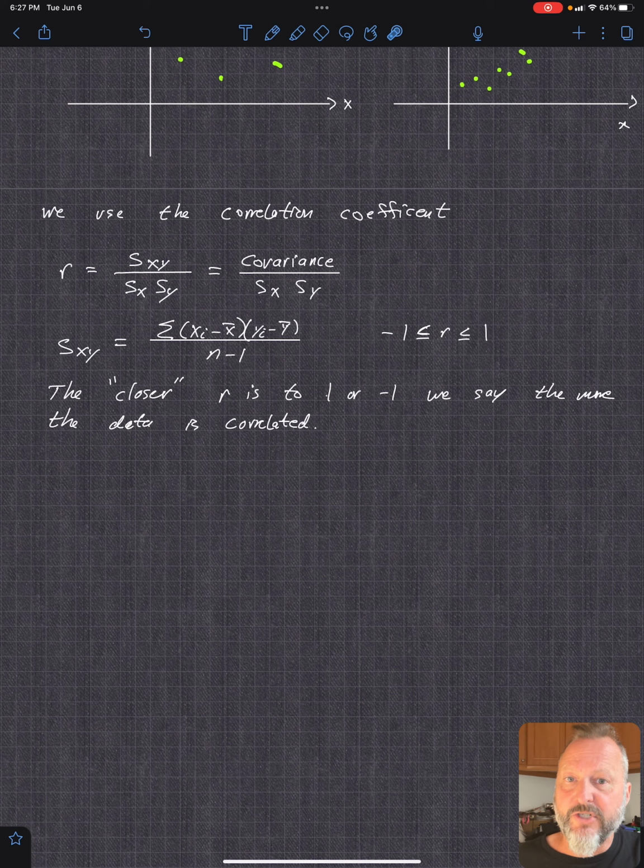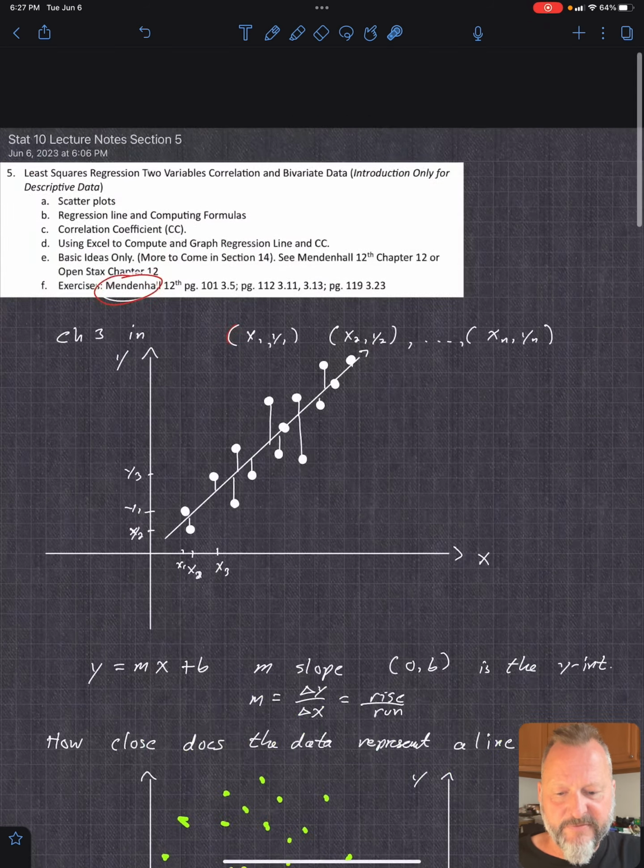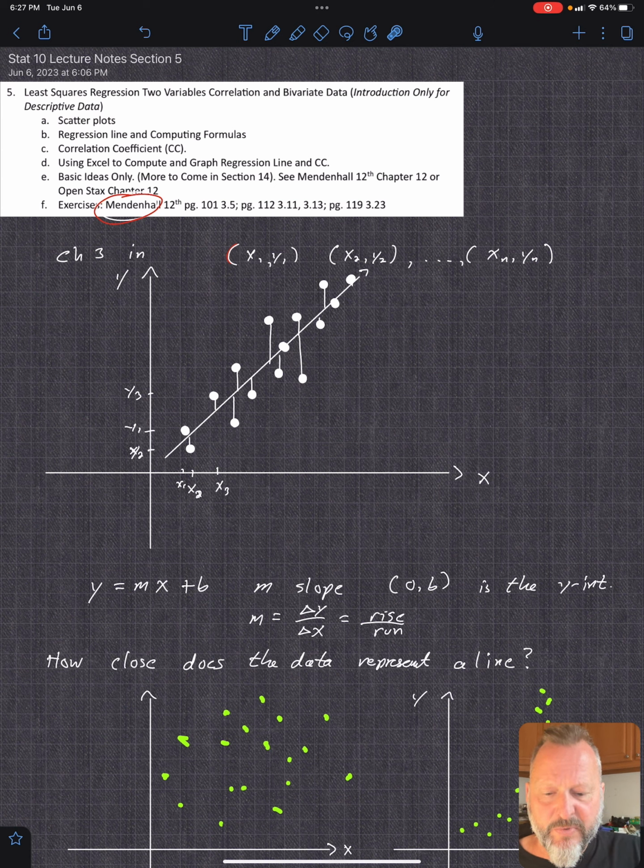So let's get through section 5 pretty quickly. Just basic ideas, scatter plots, which I just showed you. You just plot a bunch of stuff. Correlation, and then I'll show you D, and then try some problems. Okay? I think that'll be good.